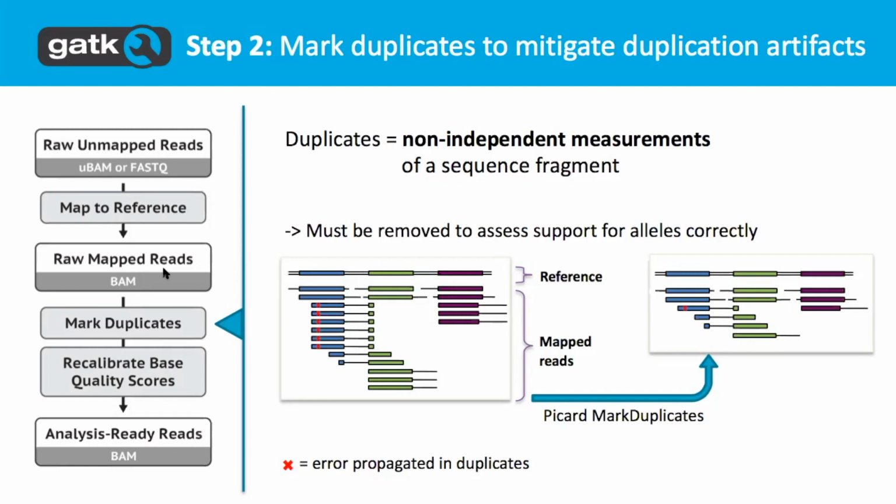So we are just marking the duplicates at this point, and then we are keeping them. It's additional data, but that's not useful anymore.